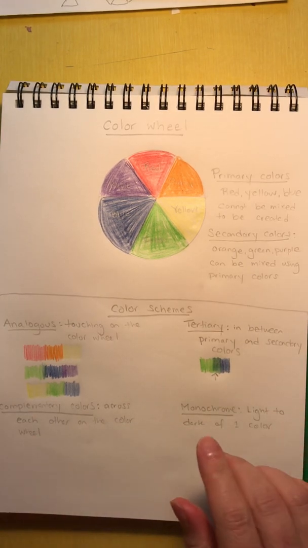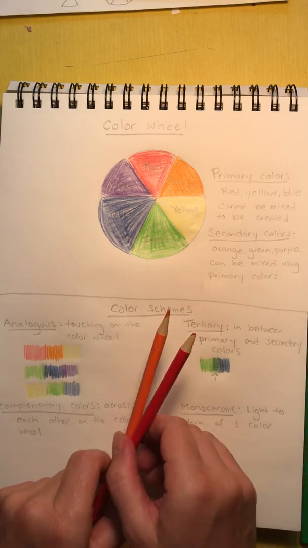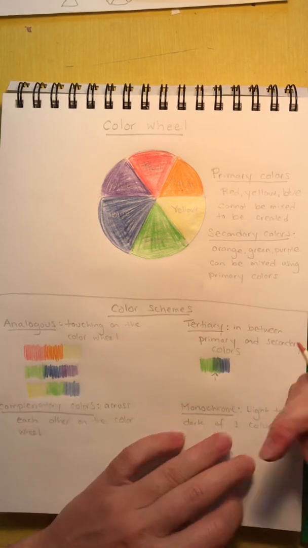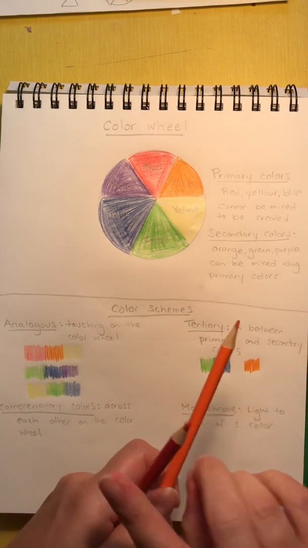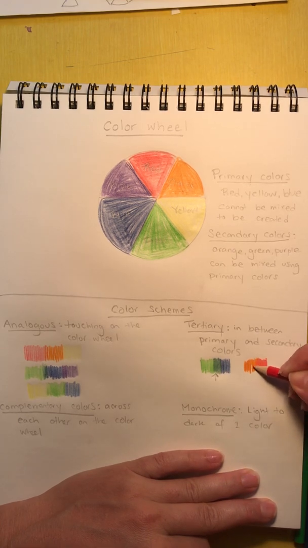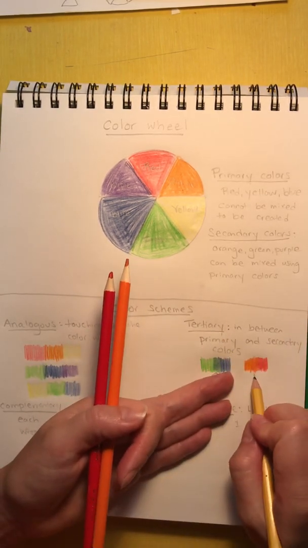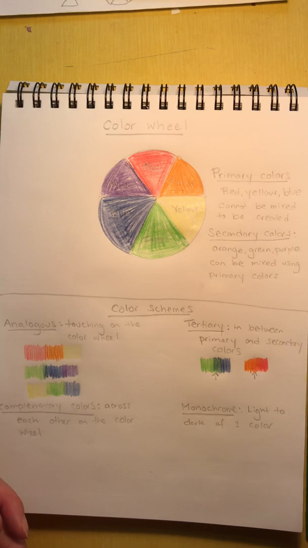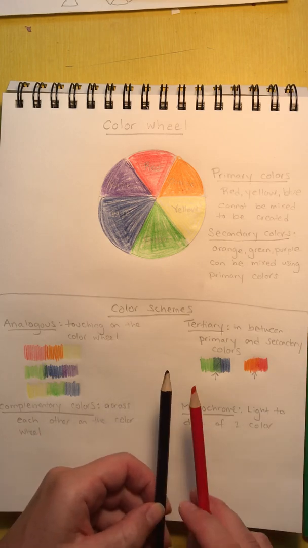Okay, and then in between, red is a primary color, orange is a secondary color. In between, so I'm going to use my lighter color first, and the red on top of the orange. This is just called red orange right here. So this is a tertiary right here. And then another example is red and purple, which create magenta.